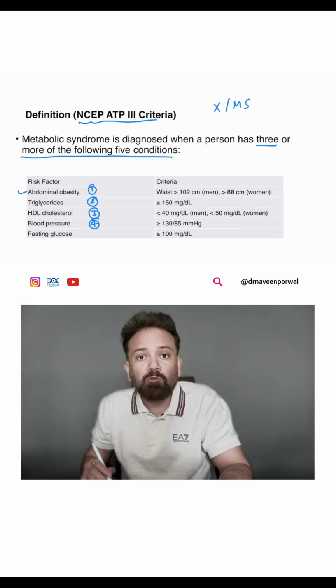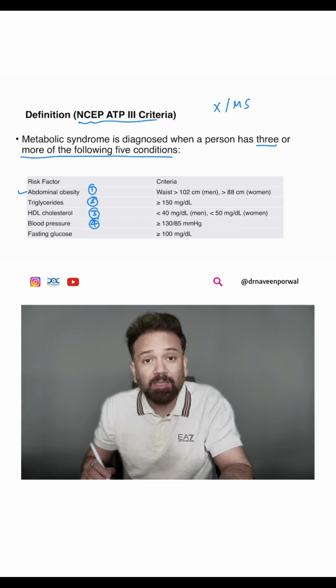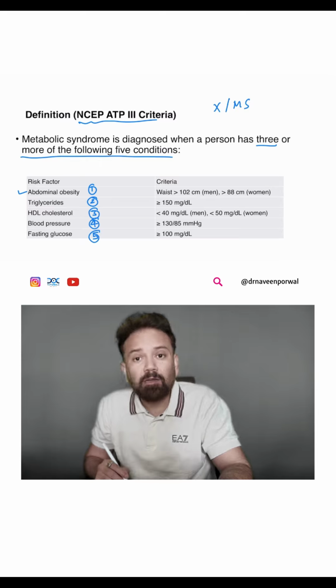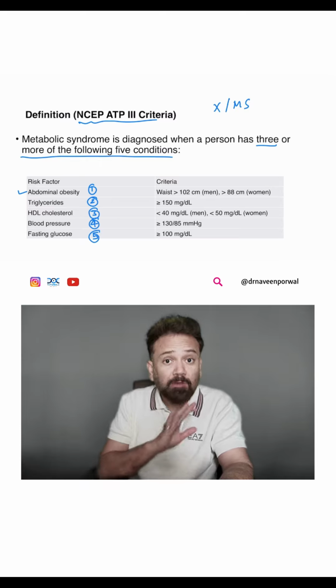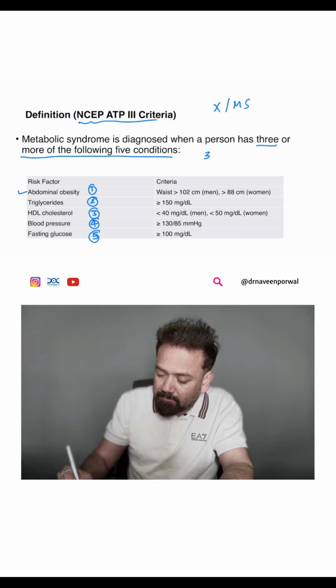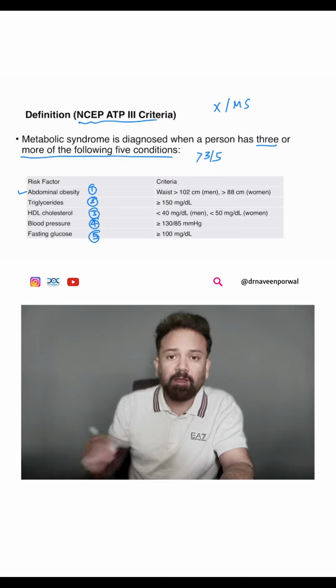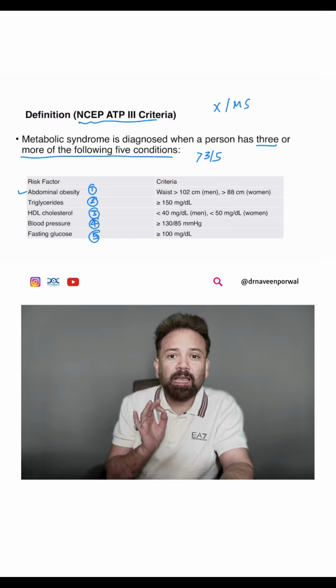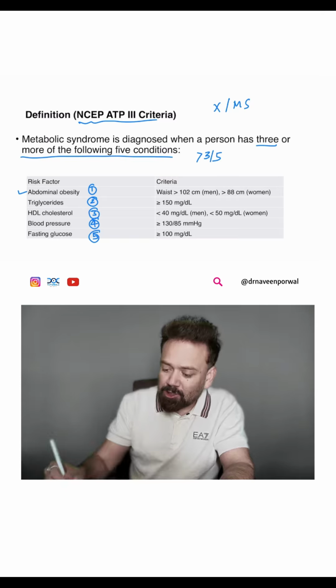Fourth is blood pressure, more than 130 by 85 mm of Hg. And the fifth is fasting glucose, which is more than 100 milligram per deciliter. So these are the five criteria. If someone has 3 out of 5, or more than 3, 4 out of 5, or all 5, that person has syndrome X, also called metabolic syndrome.